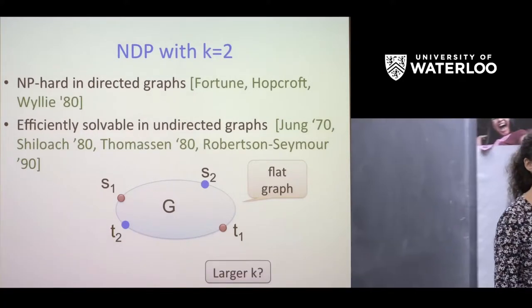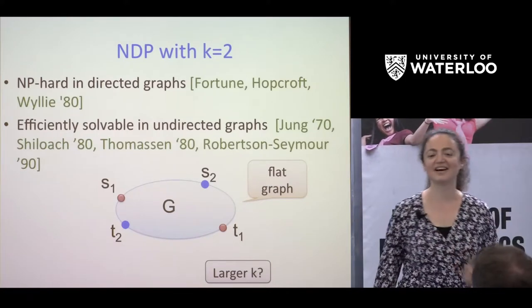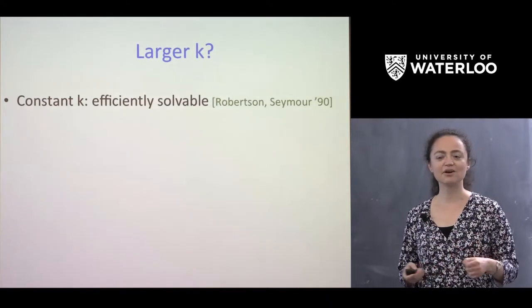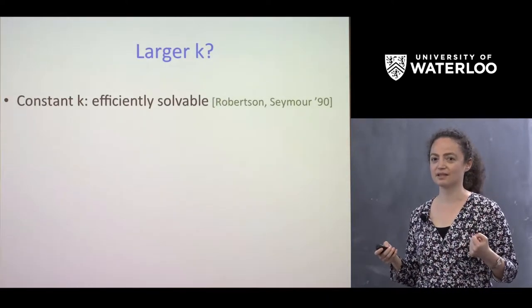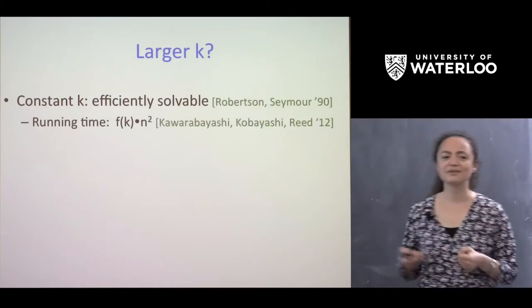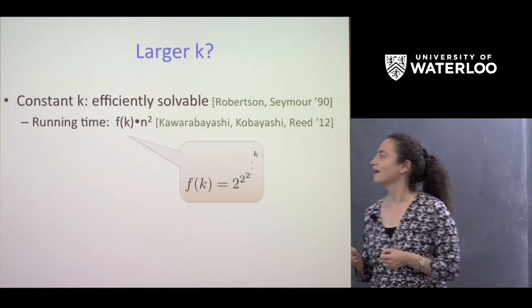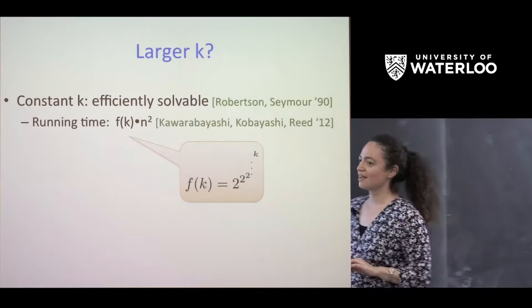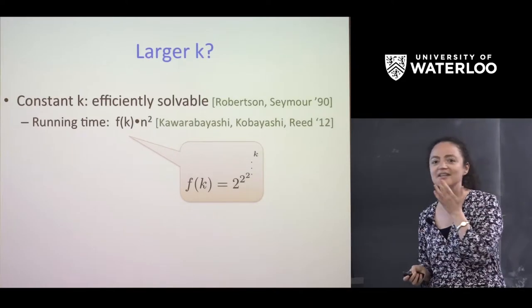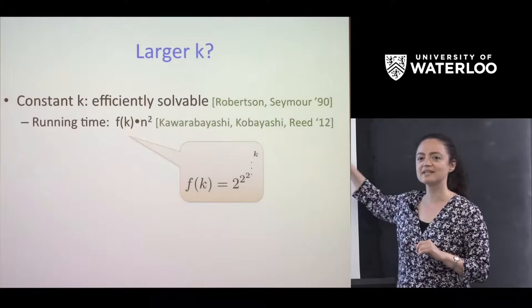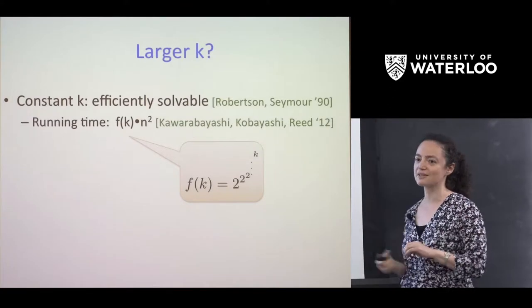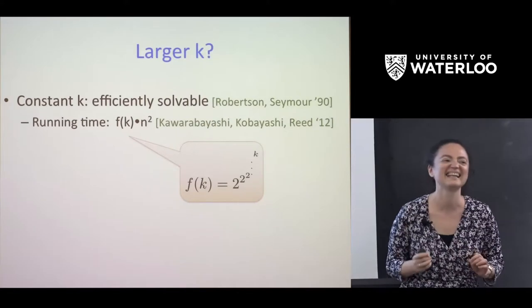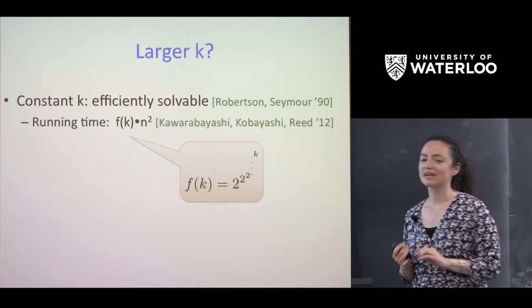Okay, and now let's move on to k equals 3 and higher values of k. For that, the work of Robertson and Seymour, as long as k is bounded by a constant, gives an efficient algorithm. How efficient? The running time is n squared times f of k, for some large function f of k. This is actually a vast improvement over the original bound. In the original bound, the height of this tower was in itself a tower, whose height was in itself a tower, and so on a constant number of times. Today, the height of this tower is a constant.